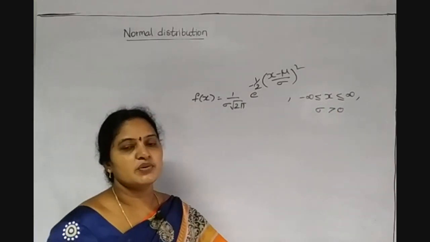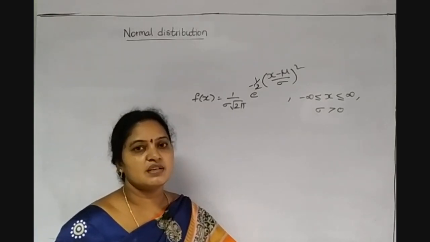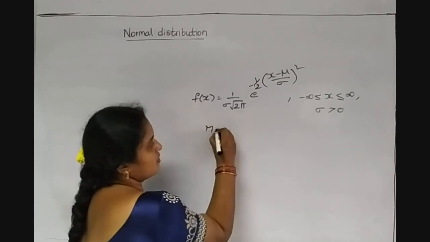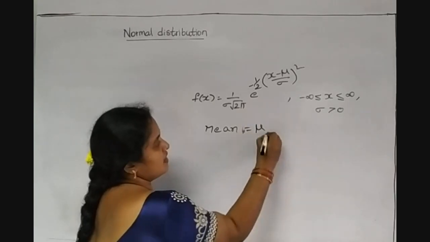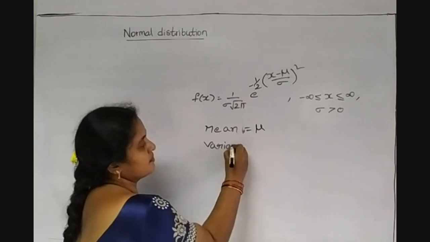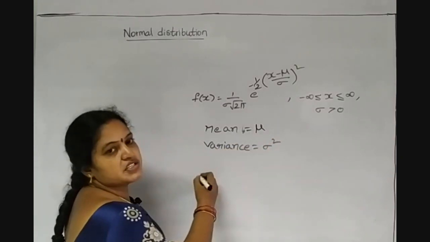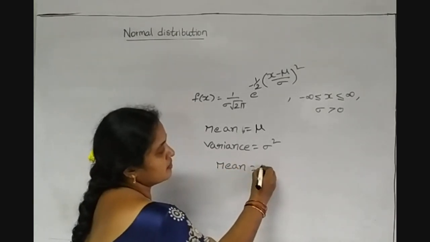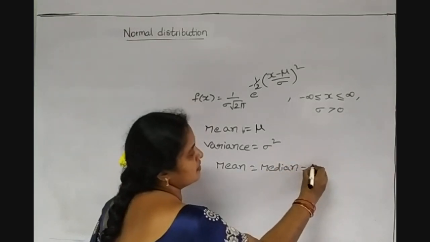Here mu, sigma are the parameters. The mean of the normal distribution is mu. So mean equal to mu. The variance of the normal distribution is sigma square. In this distribution, mean equal to median equal to mode.